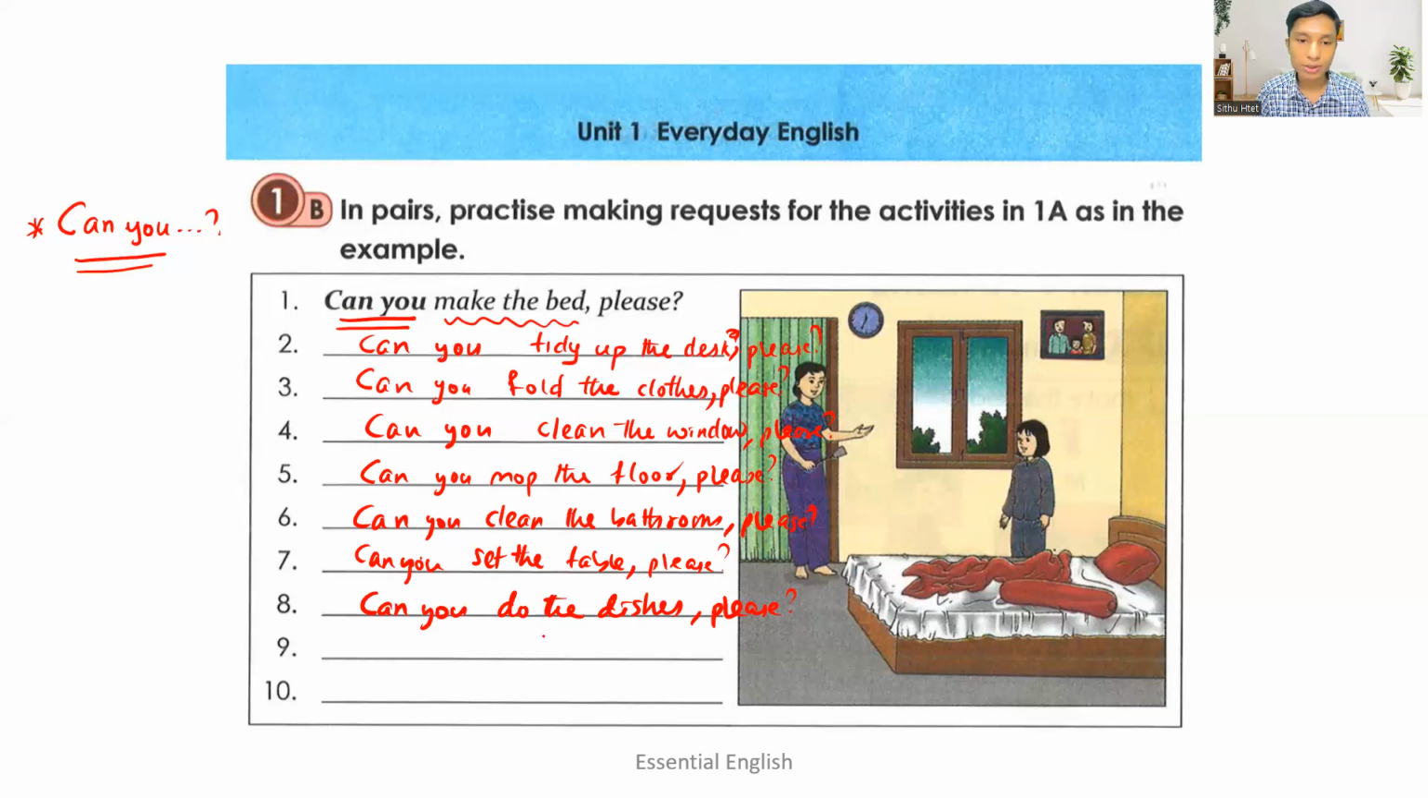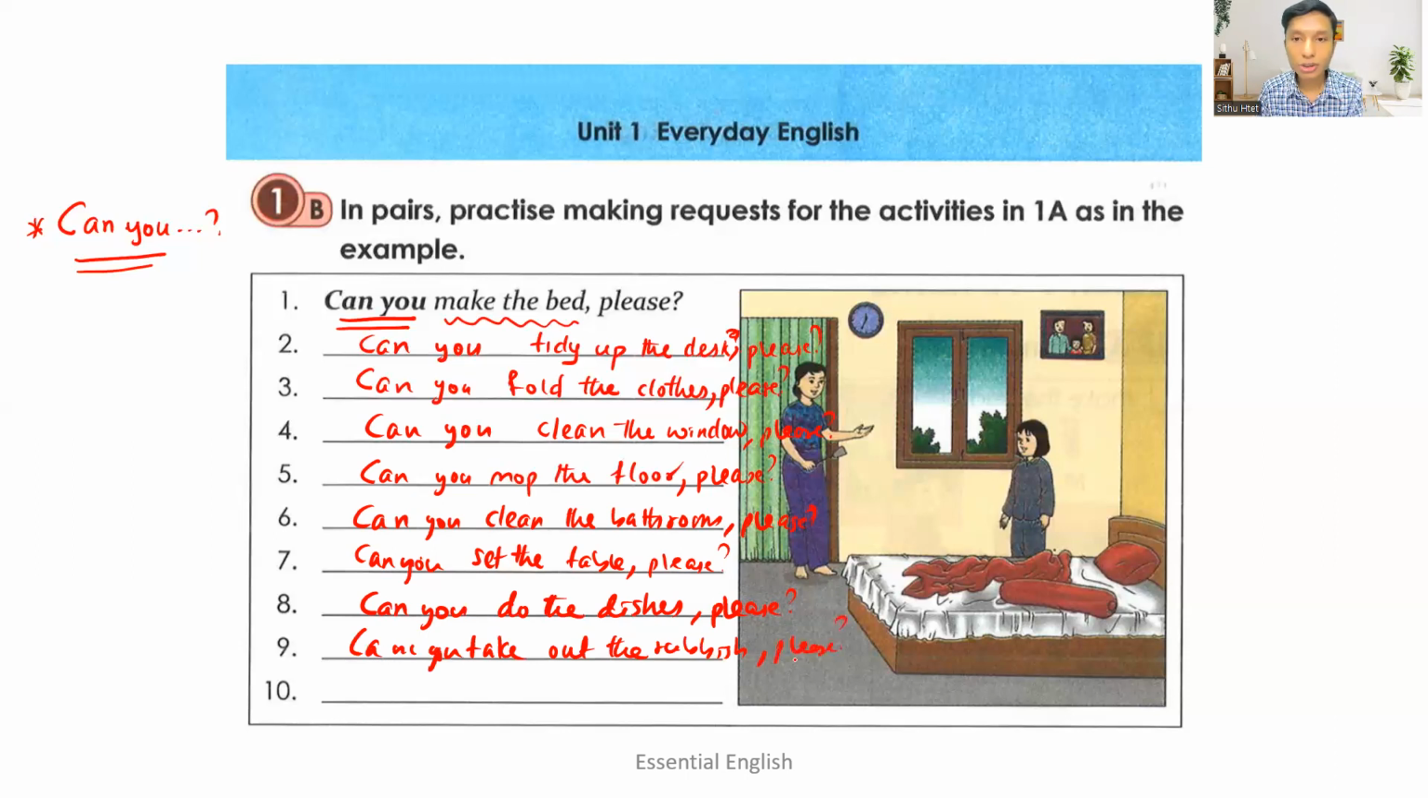Take out the rubbish. And this means you put the rubbish in the dustbin. So how can you make a request? Can you take out the rubbish, please? Yes, good. Can you take out the rubbish, please?